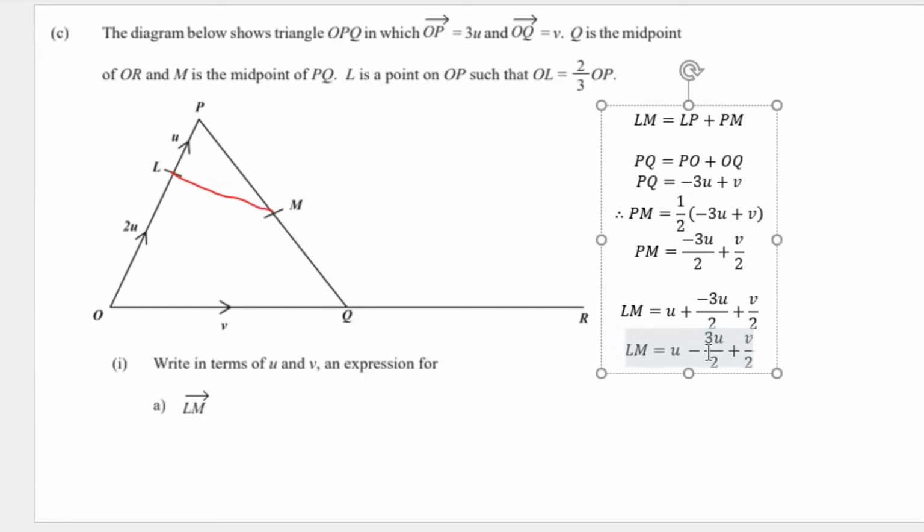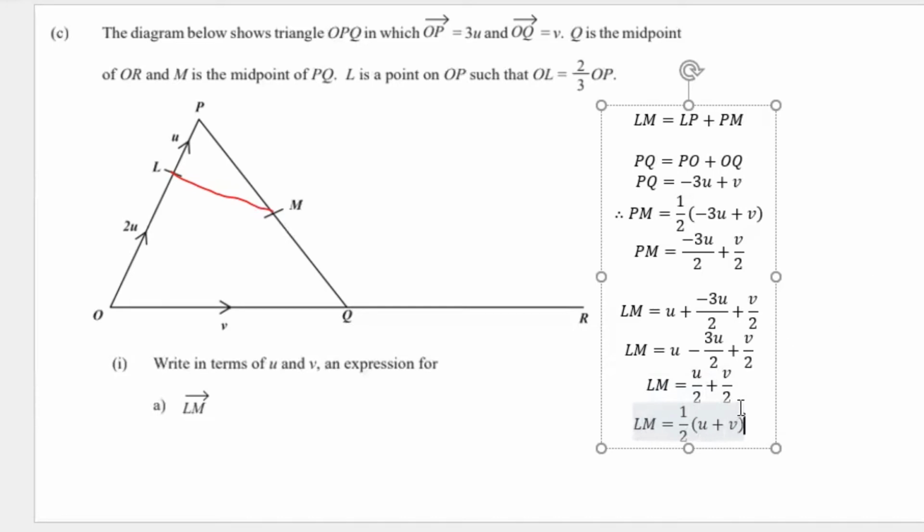And we know that 3 over 2 is the same as 1.5. So if we have 1 minus 1.5, what we're left with is LM equal to a half u, or u over 2, which is the same thing, plus v over 2. It could be written with the half on the outside. So LM is equal to a half u plus v.